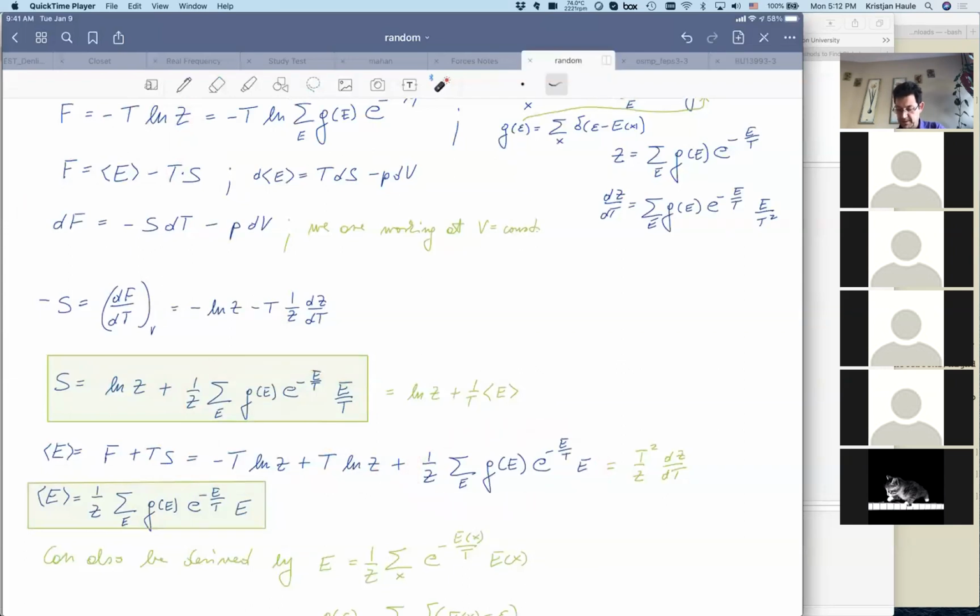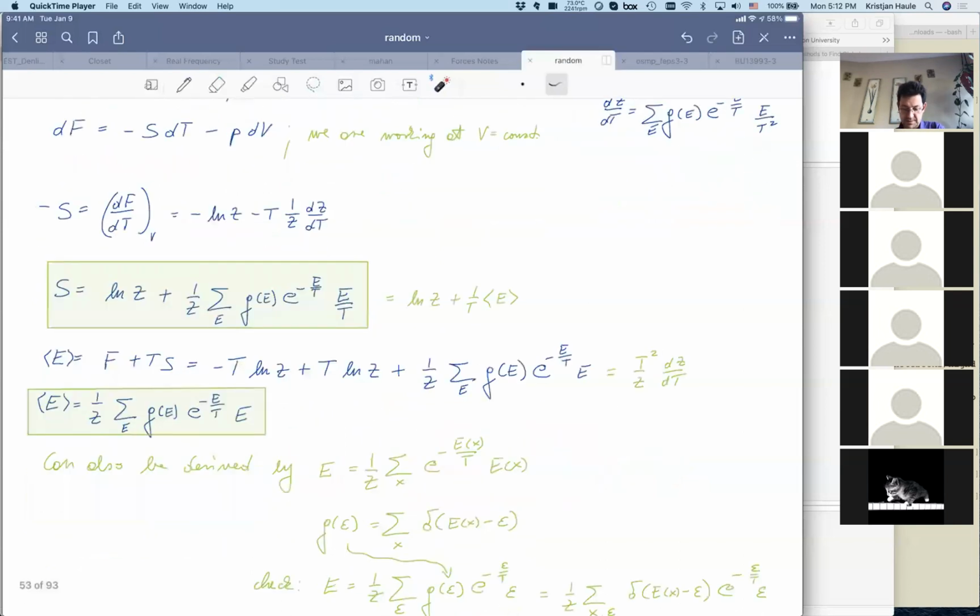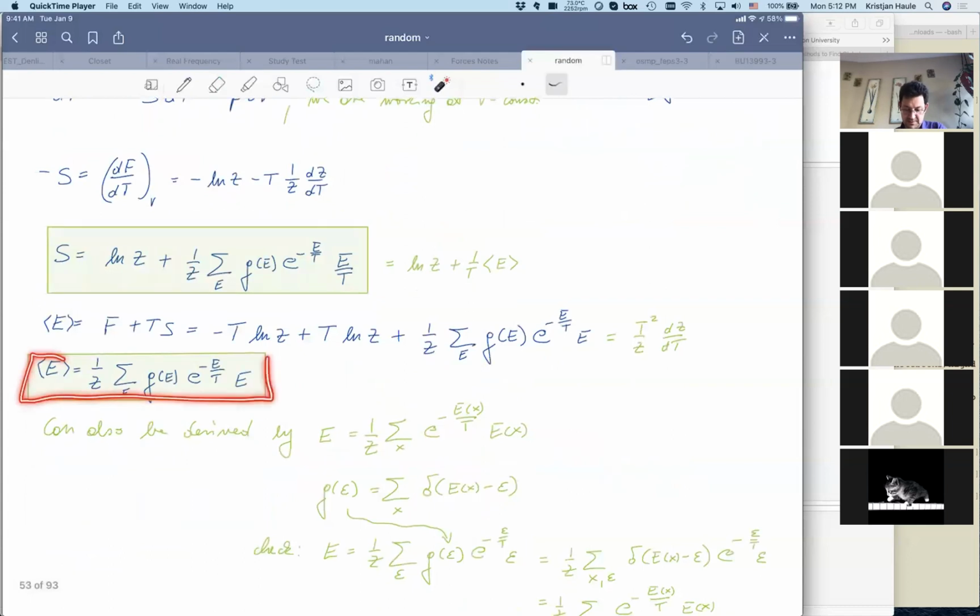Okay. And now we see that this and this cancel and we get 1 over Z, sum over density of states, e to the minus E over T times E. So this quantity is the relation for average energy. And of course, that's what we derived a long time ago, isn't it?